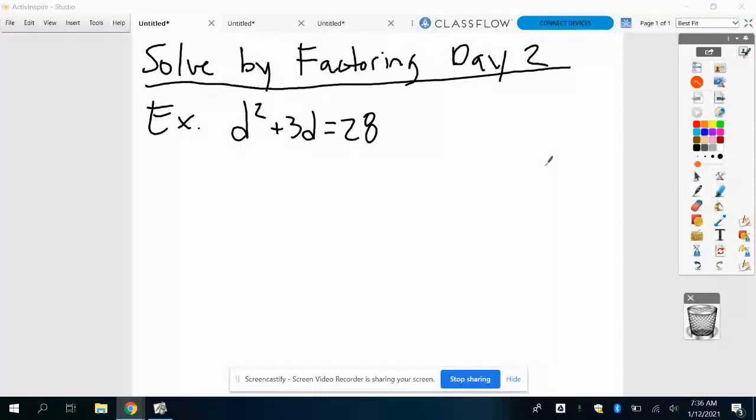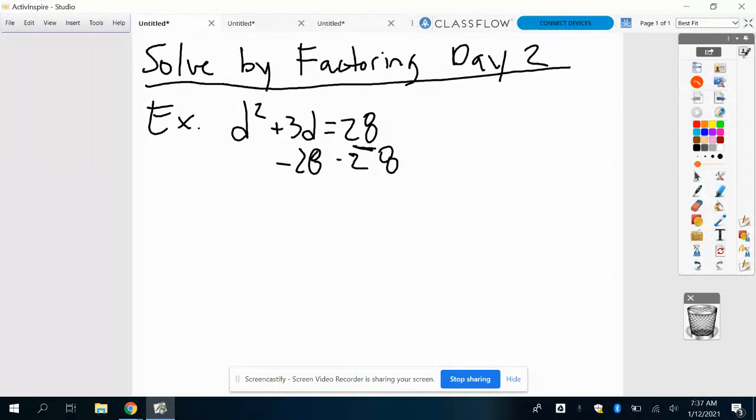Okay, so what we have to do is we want to make the side where the d squared is not, or wherever the square is, we want the other side to be 0. So in this problem, we want the right side where this 28 is to be 0. So to do that, we need to get the 28 to the other side. Well, this is a plus 28, so we want to subtract 28 to both sides of the equation.